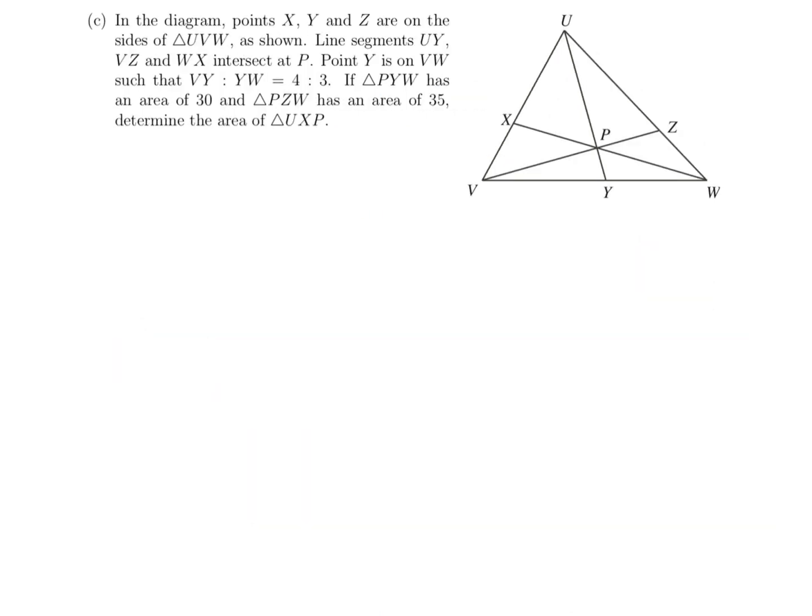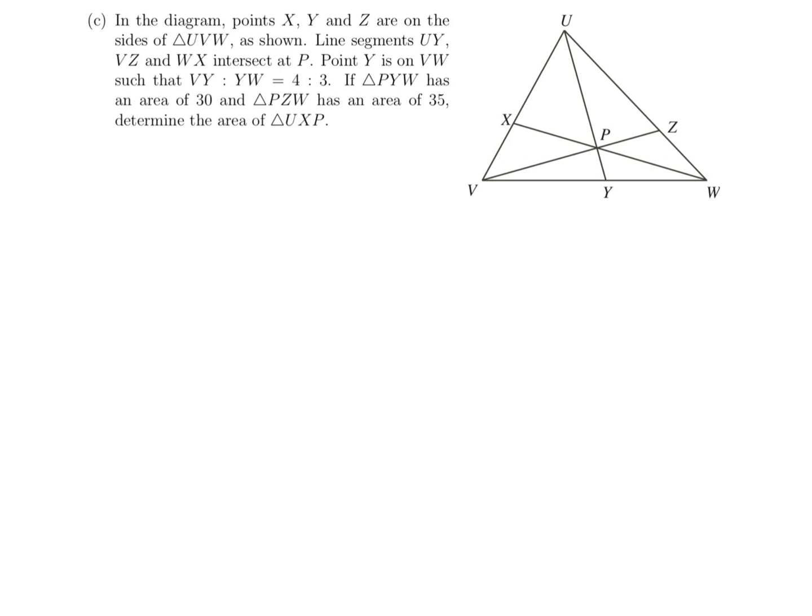And now finally we get to the last one. In the diagram, X, Y, and Z are on the sides of triangle UVW. As shown, line segments UY, VZ, and WX intersect at P. Point Y is on VW such that VY to YW is 4 to 3. If triangle PYW has an area of 30 and triangle PZW has an area of 35, determine the area of UXP.